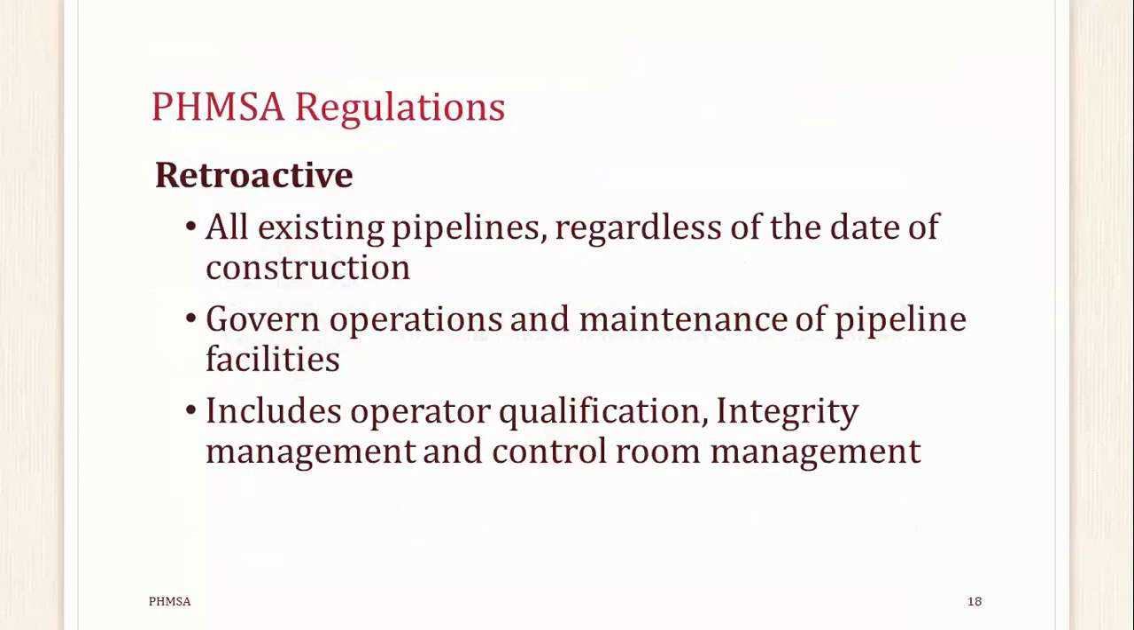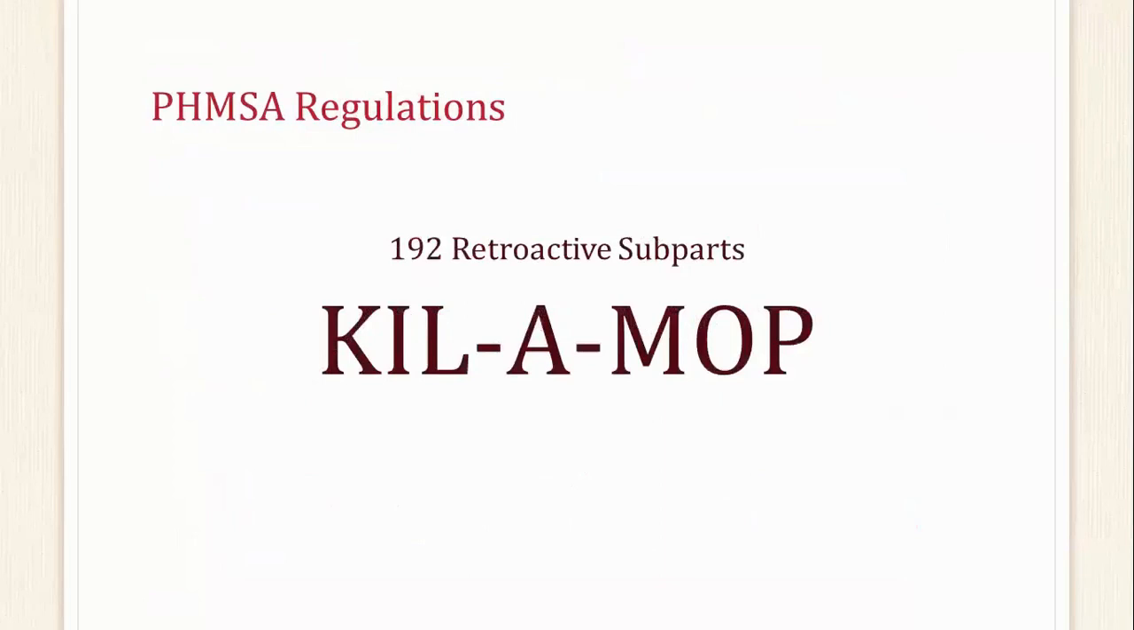So we did talk a little bit about retroactive subparts. Just kind of explains it in case you didn't get any notation on it. You will get a copy of these slides, so you don't have to worry about that. This is the way we have our students remember the retroactive subparts. KILAMOP, K-I-L-A-M-O-P. So if you look at each one of those subparts, K, for example, is uprating, I is corrosion, M is maintenance, P is DIMP. So each one of those subparts, those are the retroactive subparts.